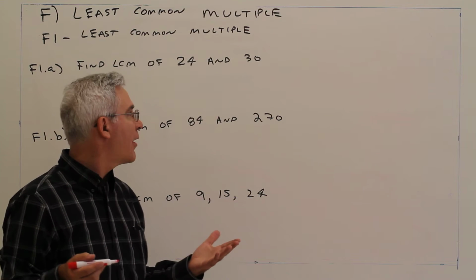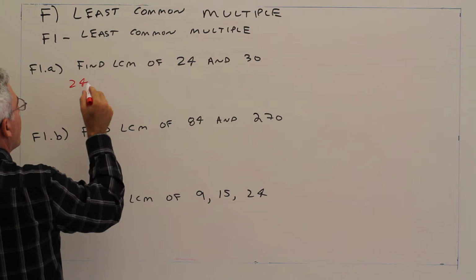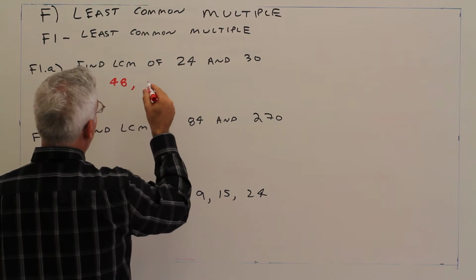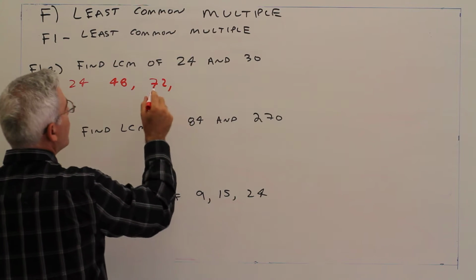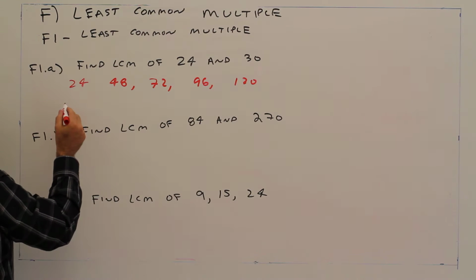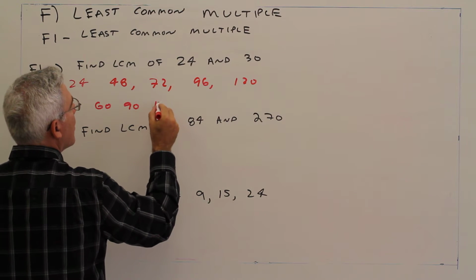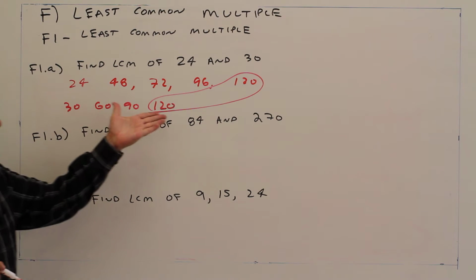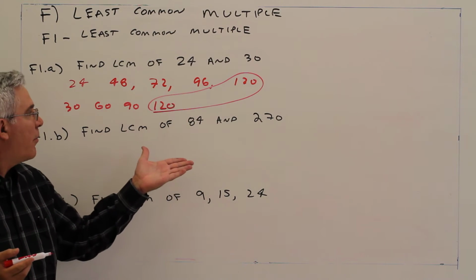There's a couple ways of doing it. One way of doing it would be to write down the multiples of 24. So 24, 48, add 24, what would it get? 72, 96, 120. Write down all the multiples of 30: 30, 60, 90, 120. And find the least common multiple that way. So that's one method. I'll show you a different method in these problems.